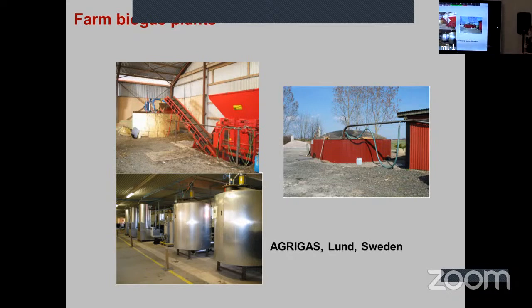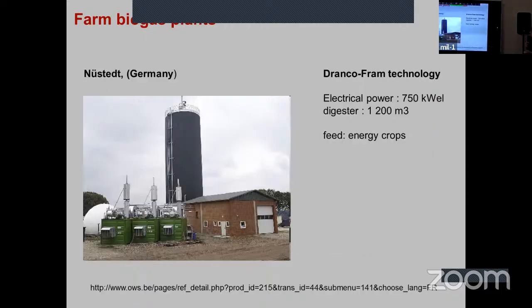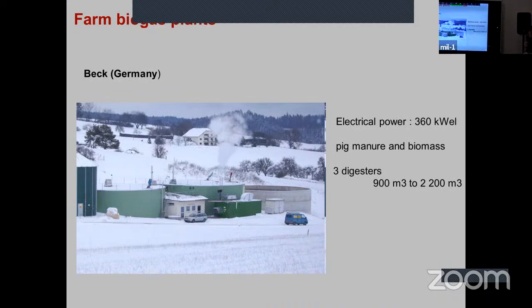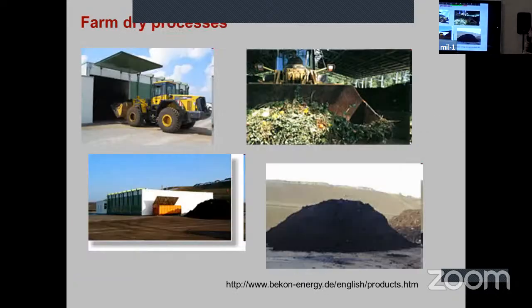It's in Sweden, a small pilot farm biogas plant. Another Dranco biogas plant fed with energy crops in Germany. They are using a lot of energy crops. Another one for pig manure and biomass in Germany. And finally, the batch reactor at the farm scale.